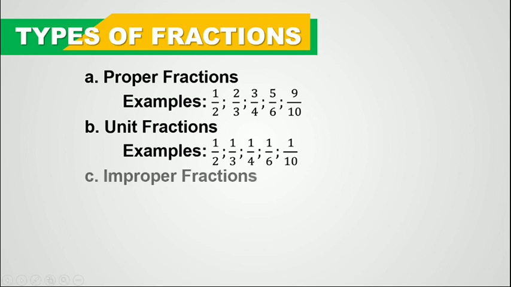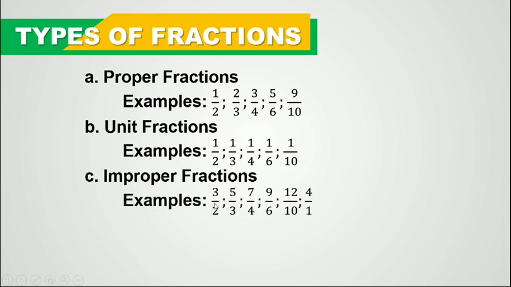Now, we also have what we call the improper fraction. From the words "im" and "proper", this type of fraction has a greater numerator compared to the denominator. Examples are 3 over 2, 5/3, 7/4, 9 over 6, 12 over 10, and 4 over 1. As you can see, their numerators are greater than the denominators. So again, if the numerator is greater than the denominator, that kind of fraction is what we call an improper fraction.